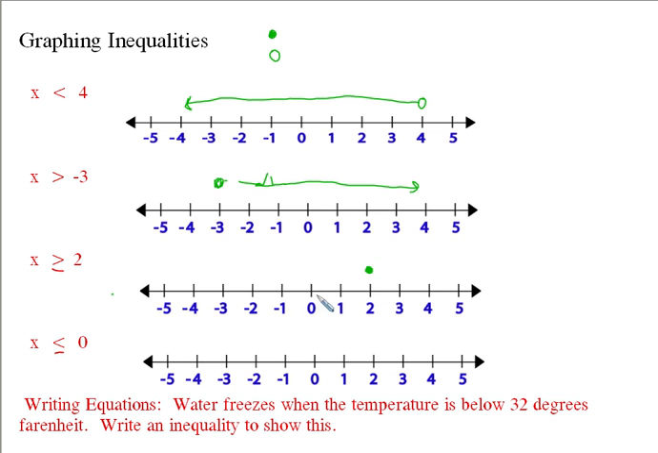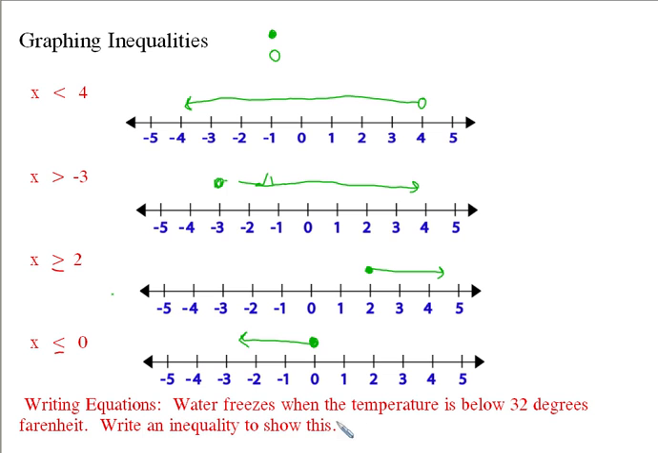So let me just try. Is 0 greater than or equal to 2? No, it's not. So I know I have to go this way. Everything to this side is going to be a solution. Now here, x is less than or equal to 0. And again, I've got to go ahead and fill in that circle. So I look and see, well, is -1 less than or equal to 0? Yes, it is. Is 2 less than or equal to 0? No, it's not. So I know that I have to draw my line heading that way.